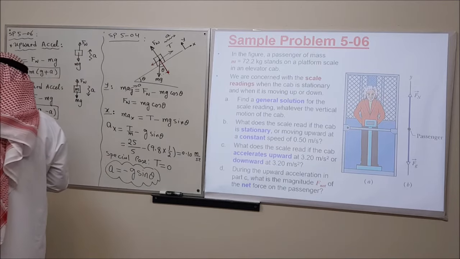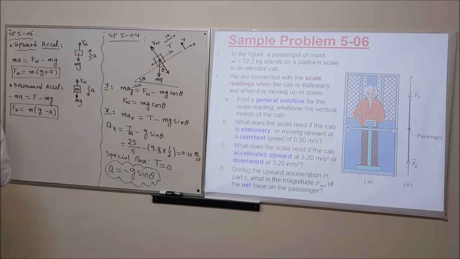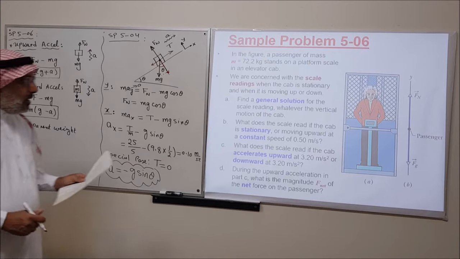Now, the scale reading is called the apparent weight. The apparent weight of the person. The real weight is mg. The apparent weight is what happens when we have the acceleration.